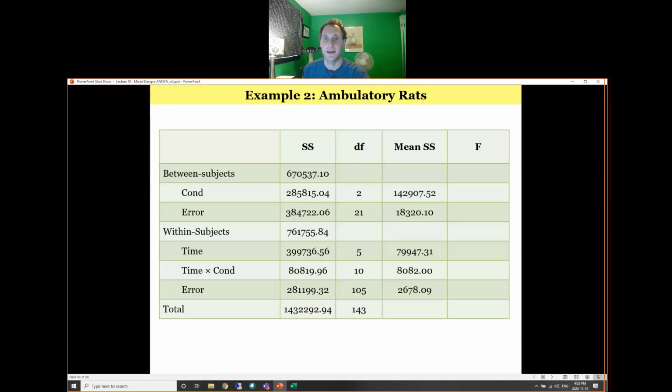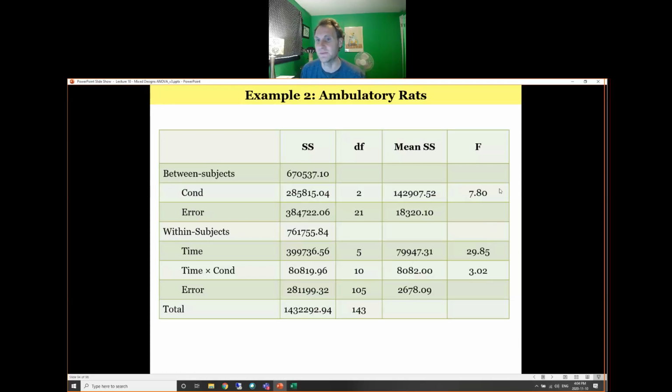Moving forward, I compute my mean squares the same way I've done all along, dividing my sums of squares column by my degrees of freedom column. And I compute my F's. Remember, for my F at the between subjects level, I'm using my between subjects error. So it's the quotient of these two cells, 142,907.52 divided by 18,320.1. Whereas at my within subjects level, I'm using my within subjects error term as the denominator. I didn't present the F table, but these are all significant effects.